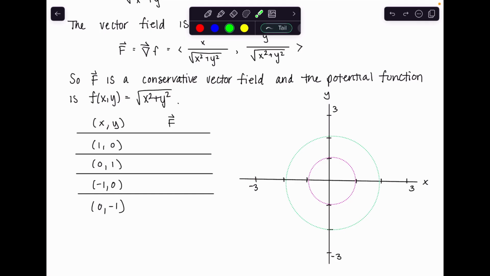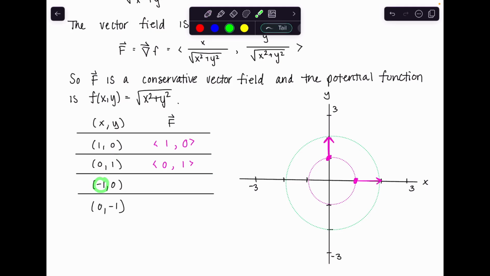So starting with this first point, when I plug in 1, 0 for x, I get 1 over 1, so that ends up giving us 1 in the first component. And when I plug 0 in here, it'd be 0 over 1, so you get 0. So at this point, I just move 1 in the x direction. Next point is basically analogous, but now I plug in 0 for x and 1 for y. So this first coordinate is 0, and the second one will be positive 1. So we move here.